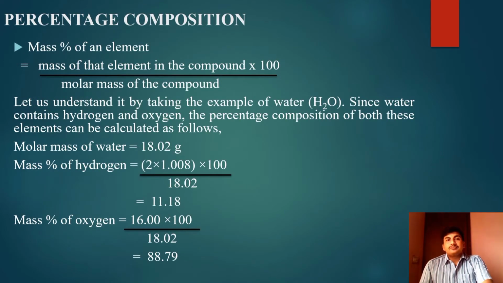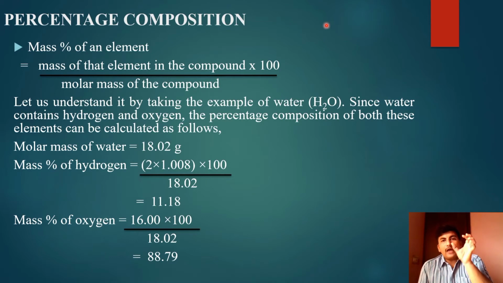So far we were dealing with the number of entities present in a given sample, right? But many times the information regarding the percentage of a particular element present in the compound is required. For example, if asked what percentage of hydrogen is in water, we should be able to tell. So we have to calculate the percentage of a particular element in a compound. For that we have to study percentage composition.